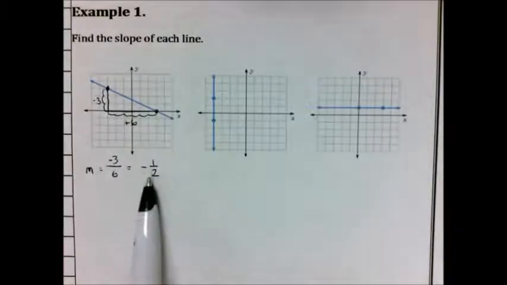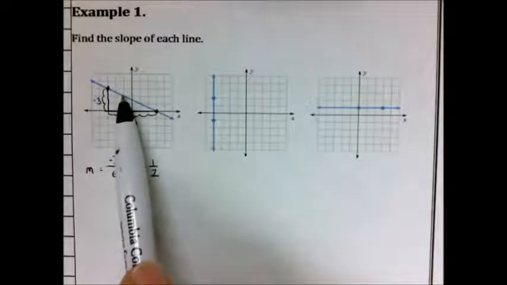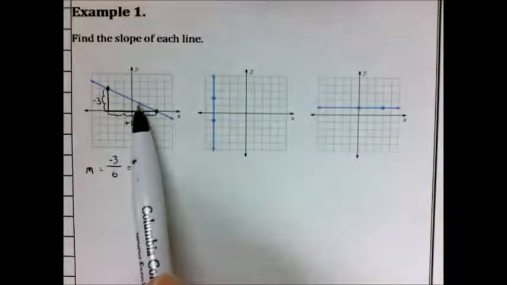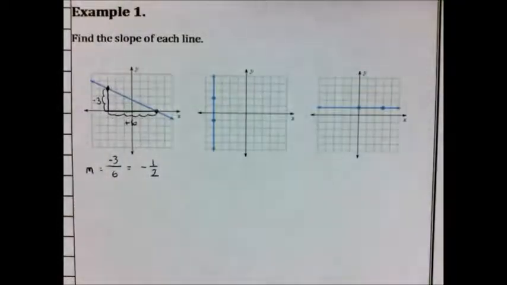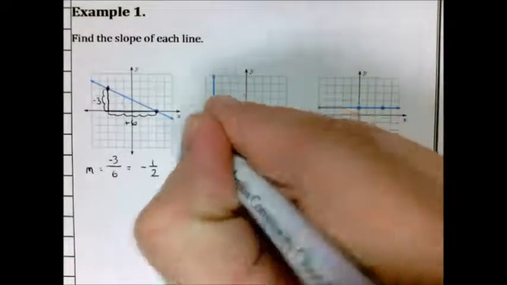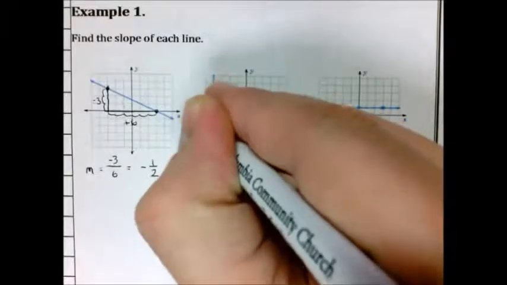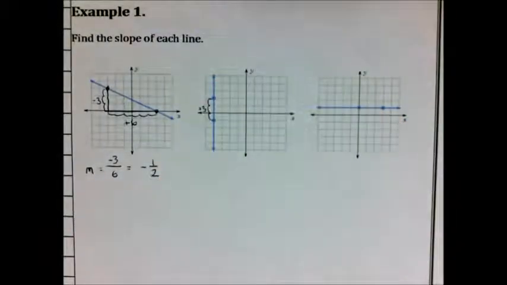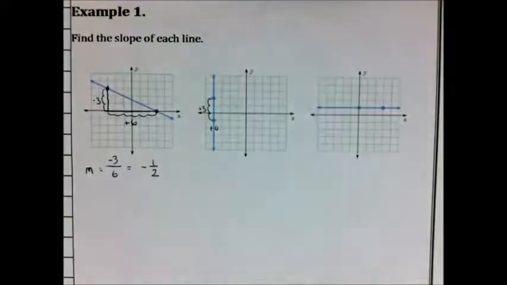And what that means, since we could reduce it, is that if we drop 1, go 2, we can see that at every one of those, it hits evenly at one of those points on the graph. So now the second one is a little different though. We see that we are not running at all. We are rising. We're going up 3, or you could say that we're going down 3. It doesn't matter. We're going up 3, but we are not moving across. We're not running at all.